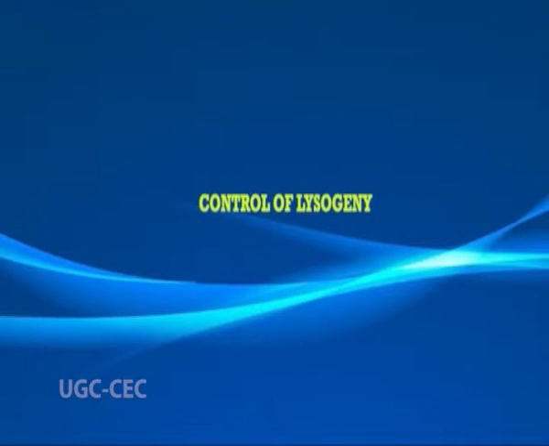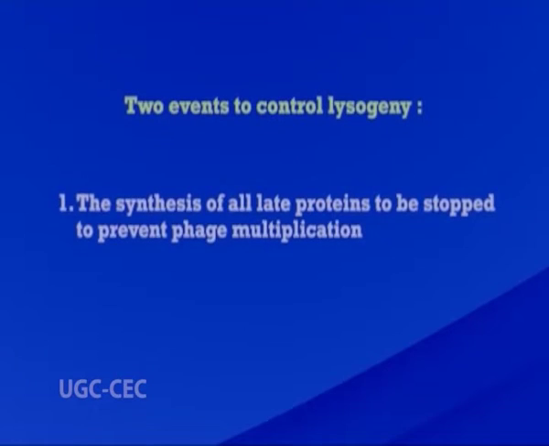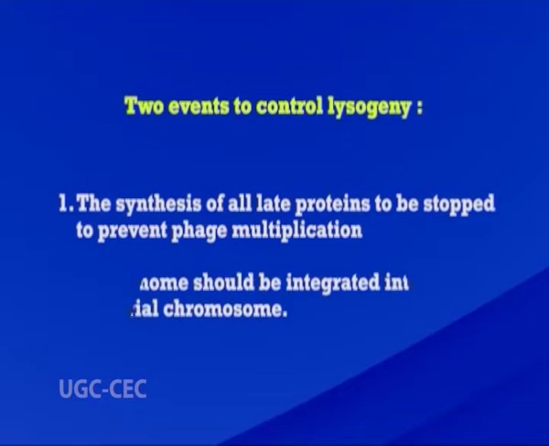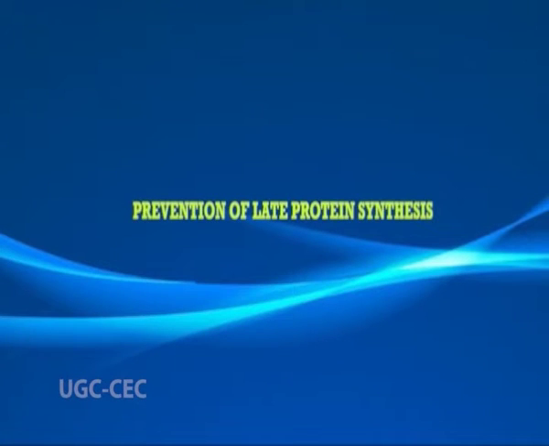So now we'll come to control of lysogeny. To establish and control lysogeny, two events are necessary, which include the synthesis of all the lytic proteins to be stopped to prevent the phage multiplication, and the genome should be integrated into the bacterial chromosome. So first we'll see the prevention of lytic protein synthesis.